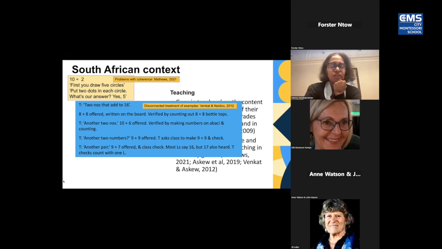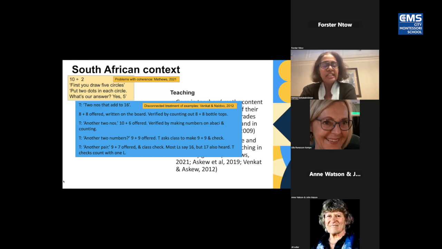The first offer she got was 8 + 8, and the teacher wrote this on the board. And she said to the class, I'd like you to check that this works. She did this at the front by counting out 8 bottle tops and getting a child to come up and count out 8 bottle tops and another 8 bottle tops and checking that it made 16. Following that, another example was offered, 10 + 6. This is again verified by making numbers on an abacus at the front of the board and counting.